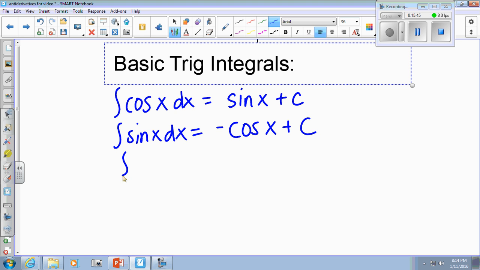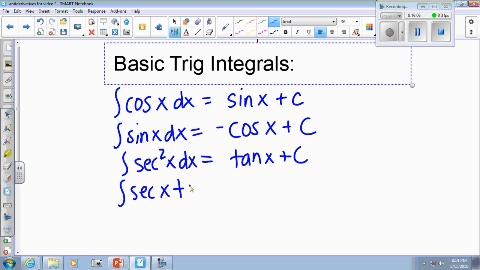Okay, the integral of secant squared. Notice that all my integrands are answers to our derivative questions. Well, what function has a derivative of secant squared? And that would be tangent x. Okay, the integral of secant x tangent x. The function that has the derivative that equals secant x tangent x is secant.